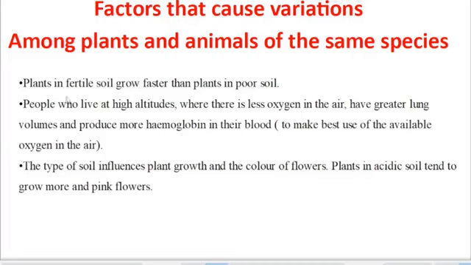Plants in fertile soil grow faster than plants that are in poor soil. People who live at high altitudes, where there is less oxygen in the air, have greater lung volumes and produce more hemoglobin in their blood. This is because it makes the best use of the available oxygen in the air. The type of soil influences the plant growth and the color of the flowers. Plants that are in acidic soil tend to grow more pinkish flowers.